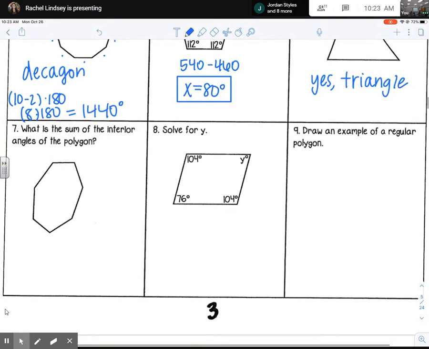Okay, number 7 wants to know what's the sum of the interior angles on this polygon. So we have 1, 2, 3, 4, 5, 6, 7 sides. So 7 minus 2 times 180. 7 minus 2 is 5, so 5 times 180 is what? 900.